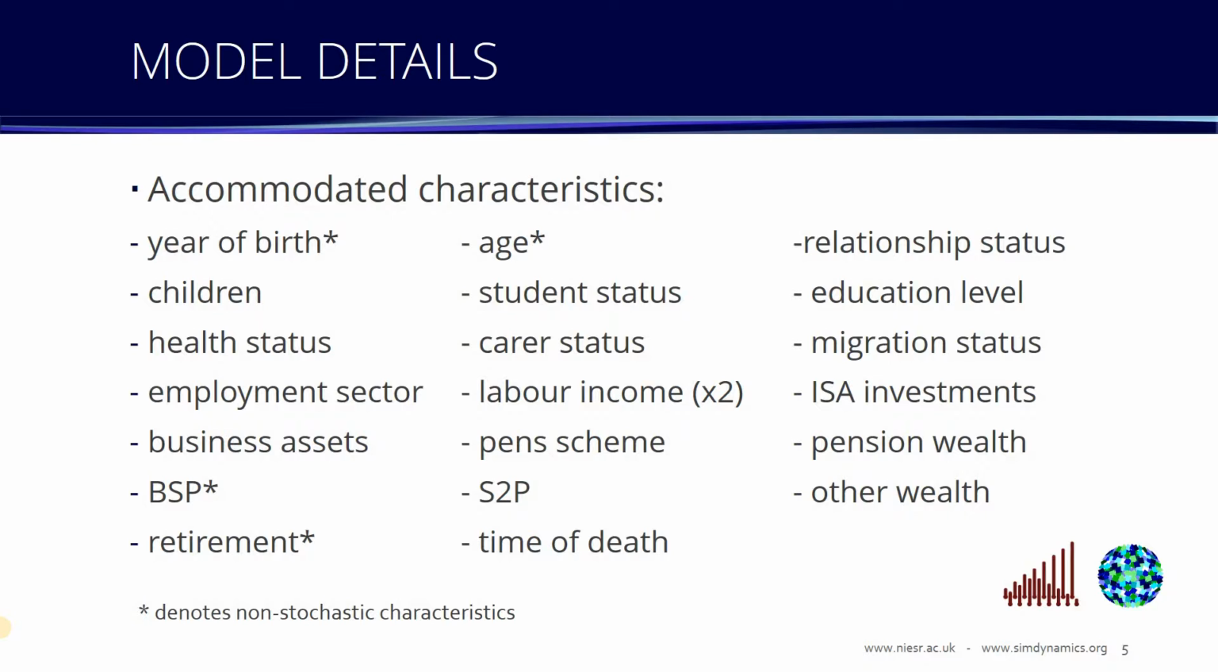Now, the characteristics in this slide, which are indicated by asterisks, year of birth, age, basic state pension, and retirement, the timing of retirement, must be simulated in a non-stochastic or deterministic fashion, and all other characteristics can be simulated with some uncertainty.